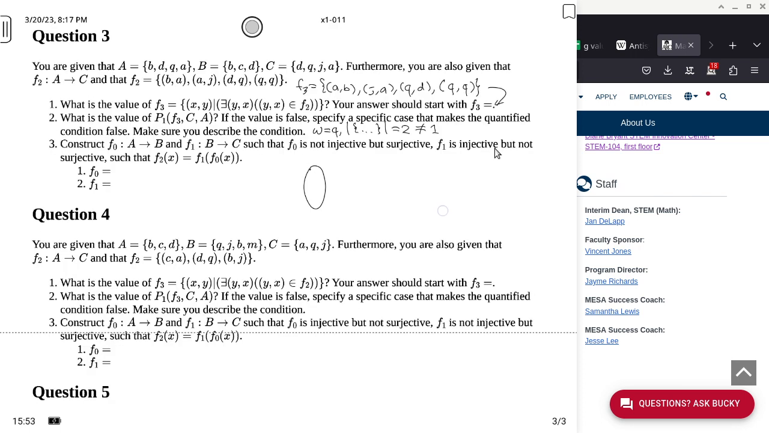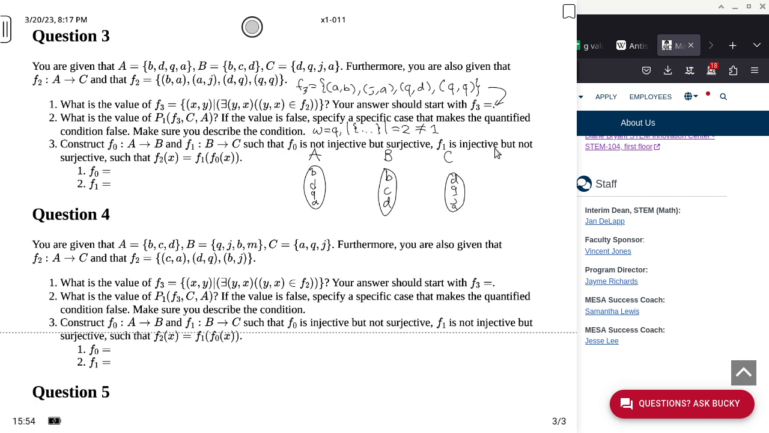I just accidentally moved something here. Okay, this is A. And this time A has 4 elements, so you have to make sure that you have B, D, Q, and A in it. And then we have set B. B has B, C, D in it. And then we have C, which has D, Q, J, A in it.